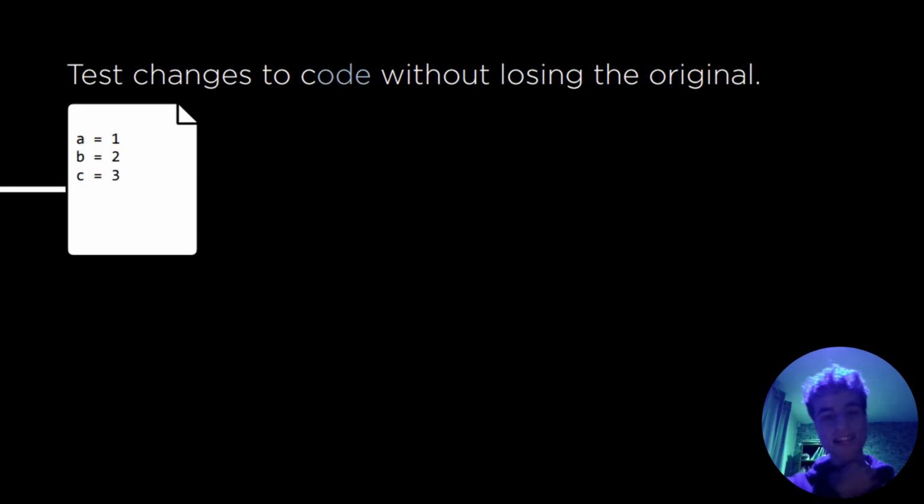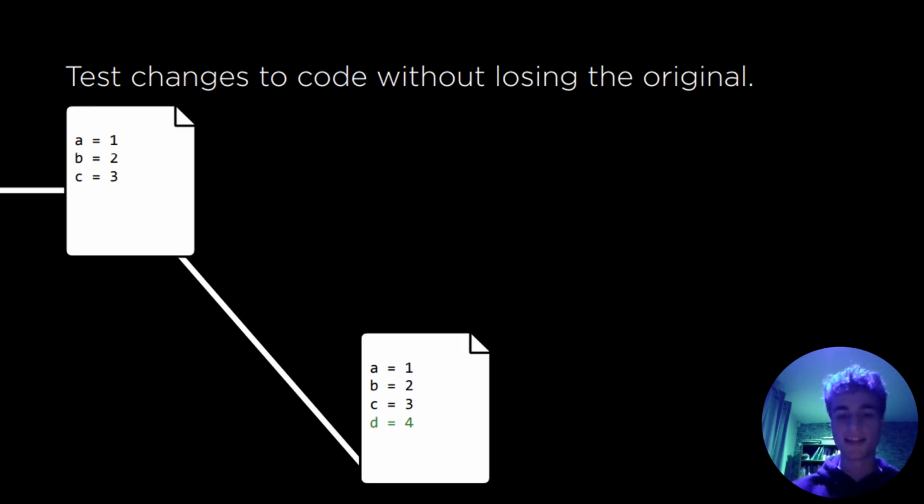Another advantage of Git is it allows us to test changes to code without losing the original. So for example, let's say we've got this file here and we're going to make a change and say D equals 4. But if we make this change, we don't know if we've done something that's broken the code. And so we can test it, and if we realize there's a problem with the code, then that's fine. We can just go back to the original version of the file.